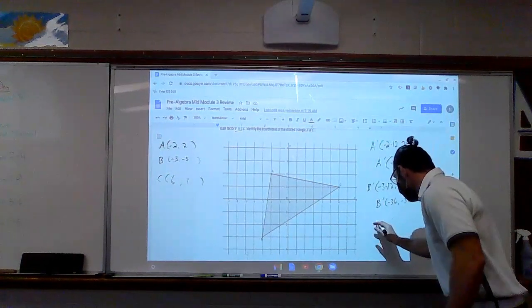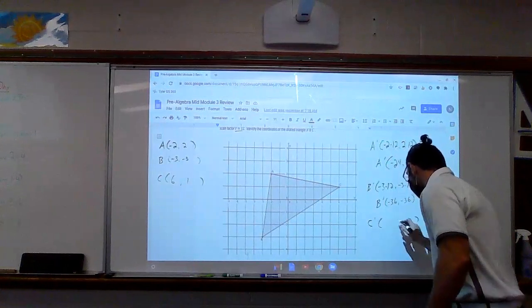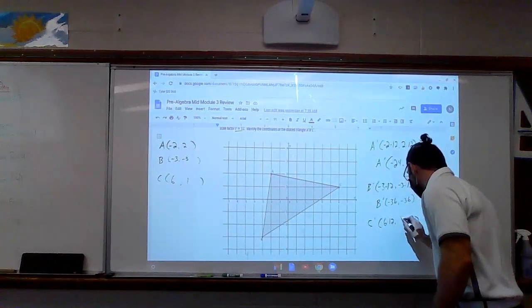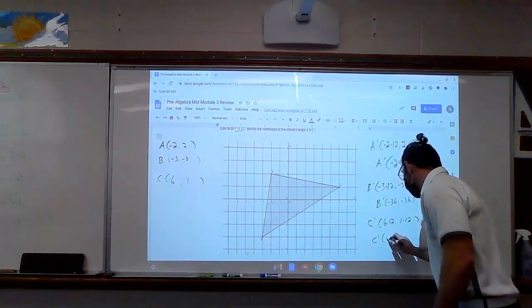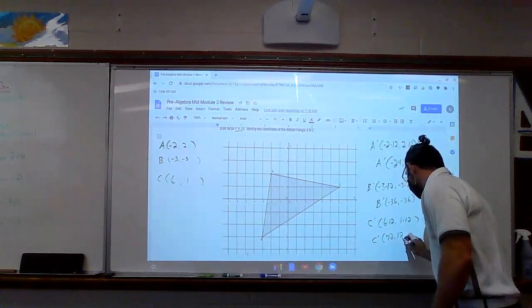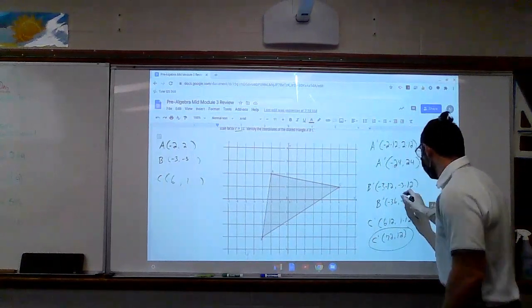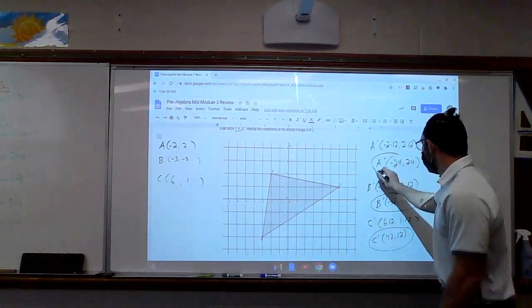This is awesome. C prime gives me 6 multiplied by 12, 1 multiplied by 12, which leaves me with C prime is (72, 12). So I'm circling my correct answers.